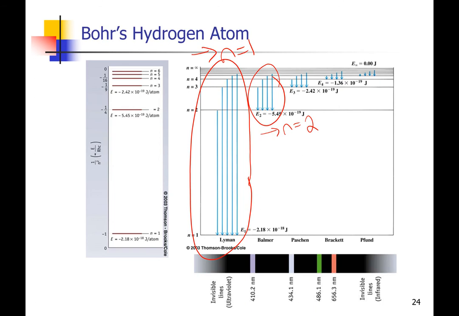Essentially, the n equals 1 orbital is substantially lower in energy than any other orbital. The n equals 2 is, of course, the next one up. The gap from 1 to 2 is much bigger than the gap from 2 to 3, which is bigger than the gap from 3 to 4, which is bigger than the gap from 4 to 5, and so on and so forth. Every single subsequent energy level is closer to the previous one than the gap before that.